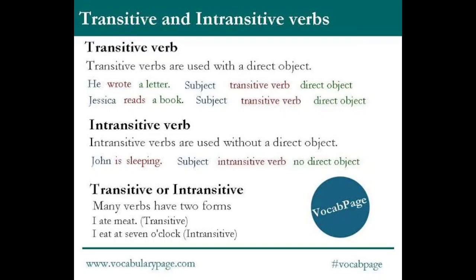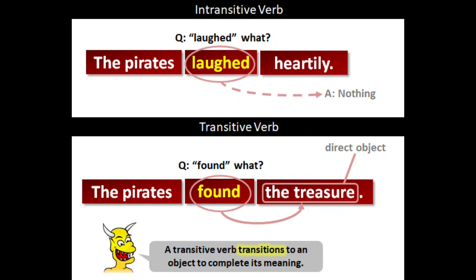So, please do understand the difference between transitive and intransitive verbs, children. Let's see one more example for intransitive and transitive verbs. See here, first one for intransitive. Look at the example given here. The pirates laughed heartily. Here, laughed is the intransitive verb, and laughed what? There is no answer for that. So, there is no direct object for laughed. So, it is incomplete. The pirates laughed heartily. So, there is no direct object, then laughed is the intransitive verb.